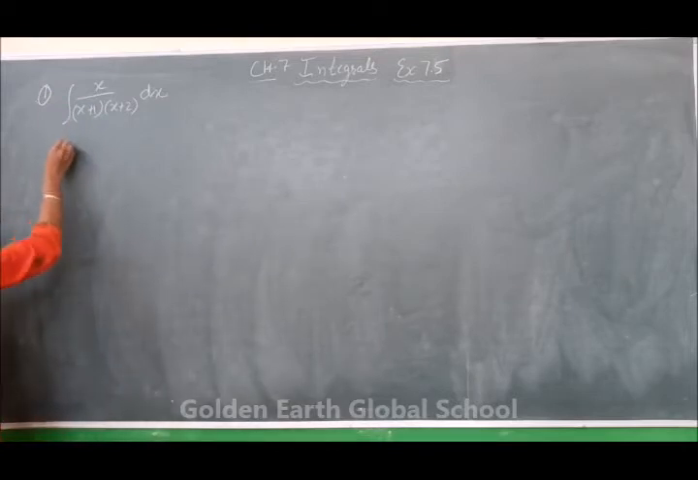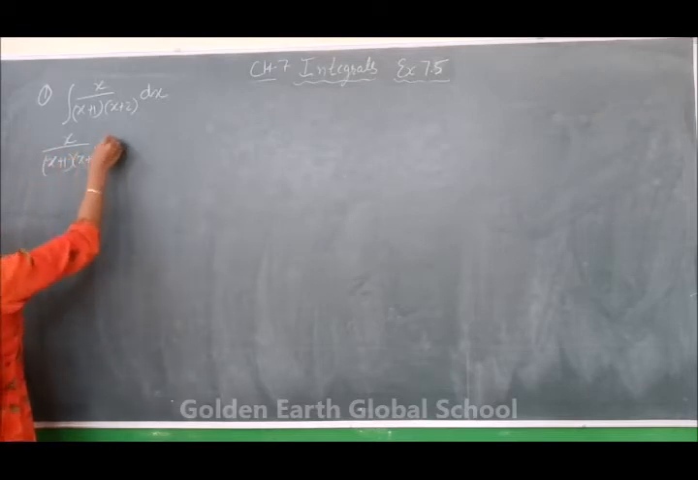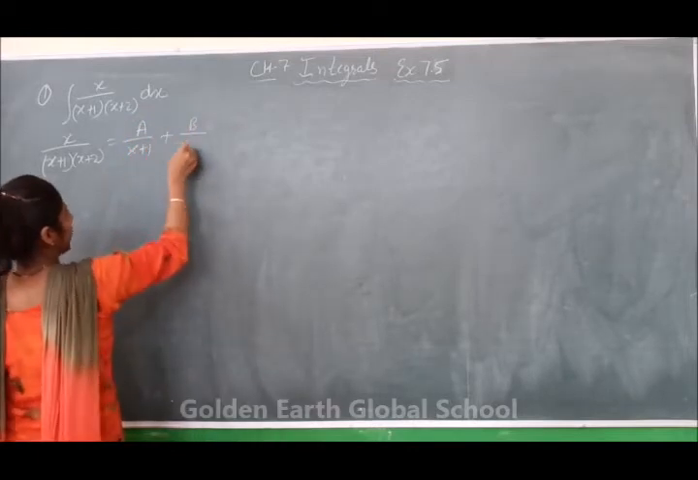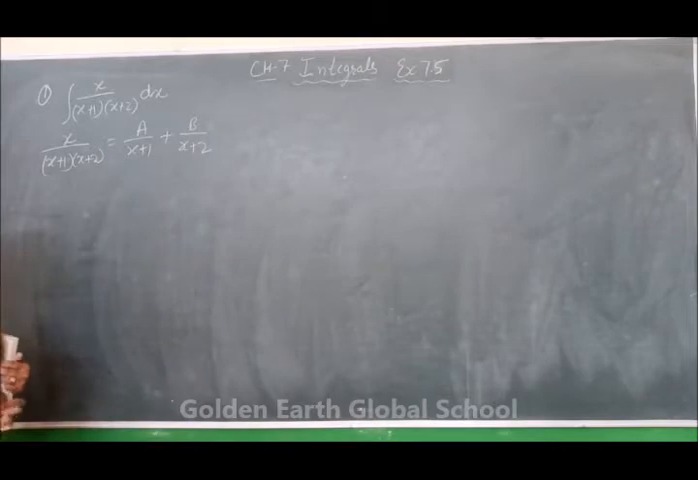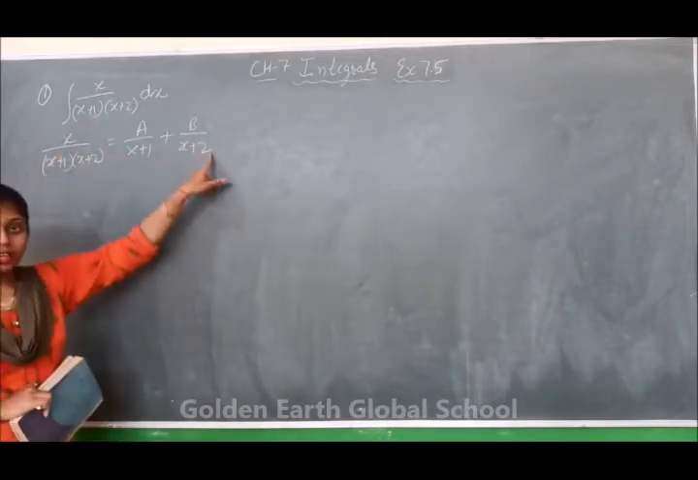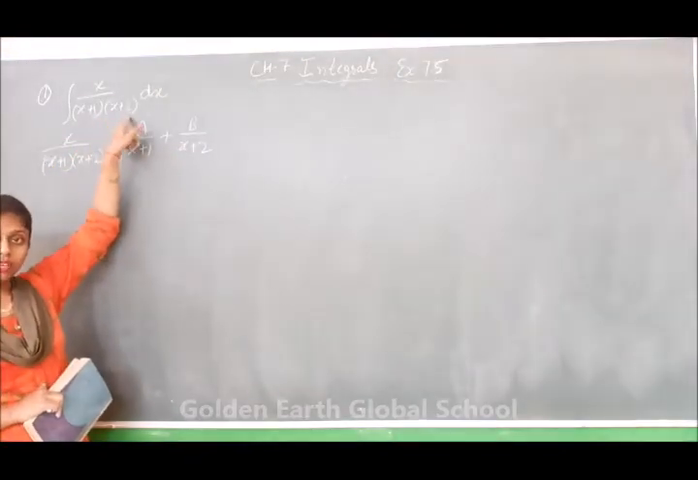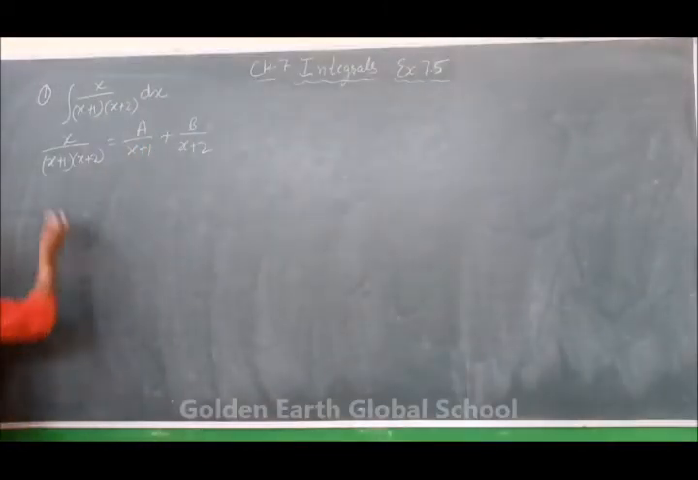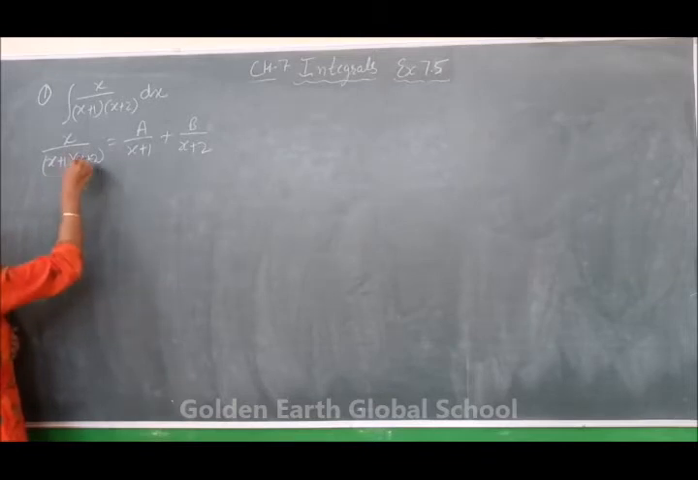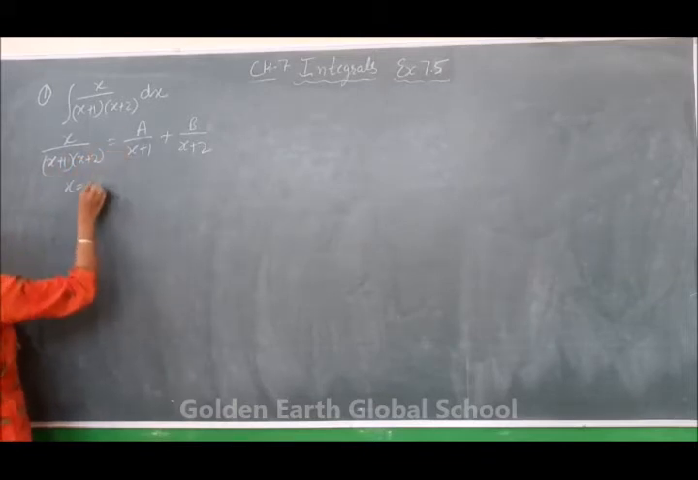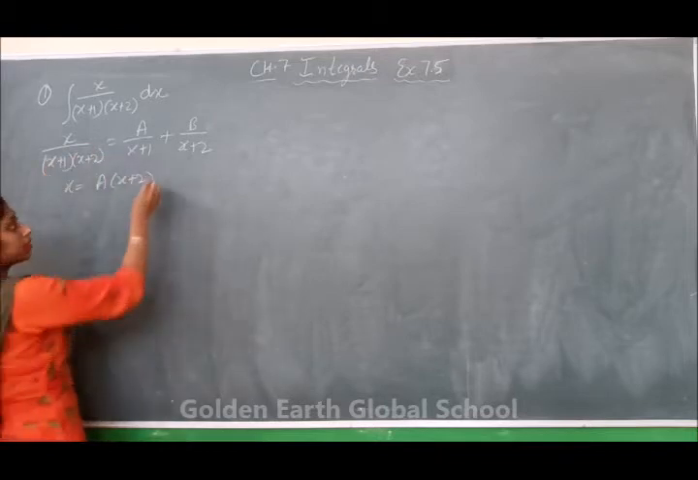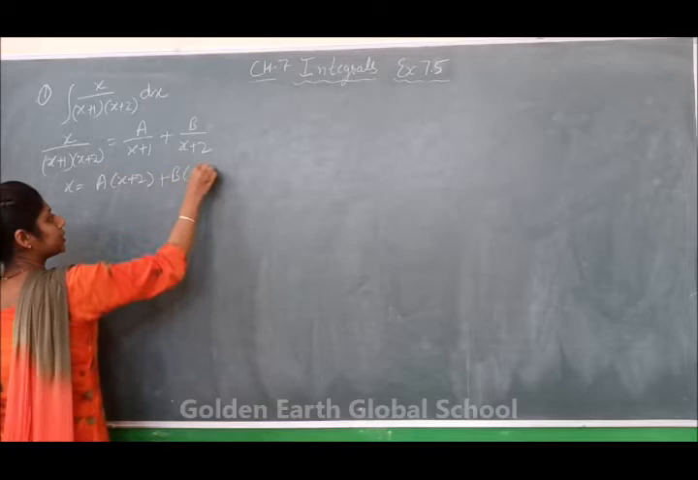The method is: x upon (x plus 1)(x plus 2) can be written as a upon x plus 1 plus b upon x plus 2. We have to split the denominator into two parts because these are two functions. A and b are constants. We have to find this a and b. So multiply (x plus 1) into (x plus 2) to the complete equation. Here it will become only x plus 2, x plus 1 will be cancelled. Here only x plus 1.